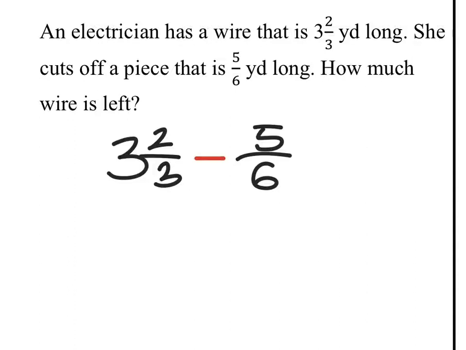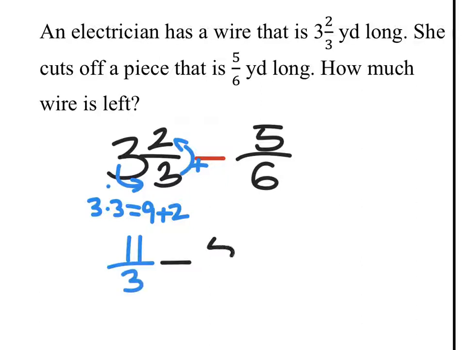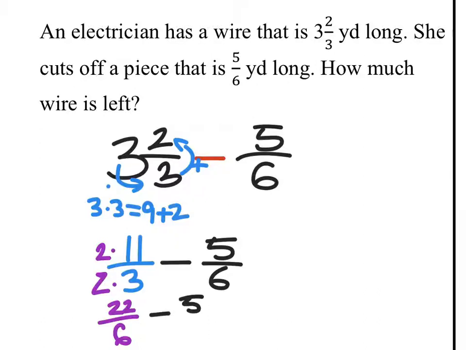So I'm going to use the method where we change this mixed number into an improper fraction first. That would be 3 times 3, which is 9, and then add the 2 up there to make this 11/3. And I'm subtracting my 5/6 right there. I don't have common denominators, which I do need. So I'm going to change 11/3 into sixths by multiplying it by 2, which would give me 22/6, and subtract my 5/6.